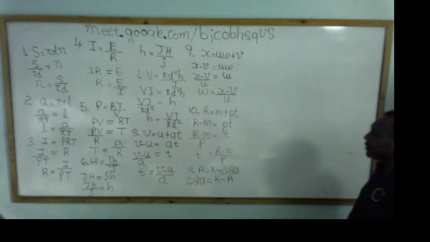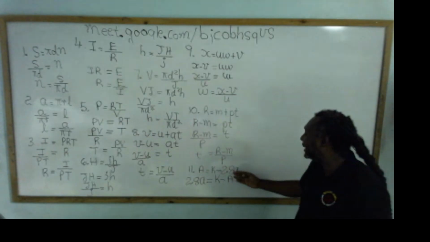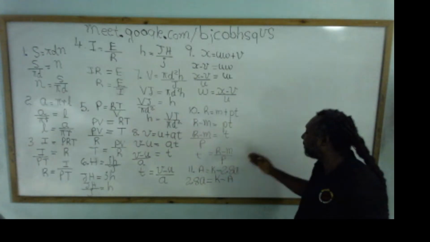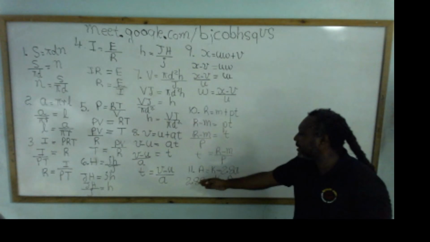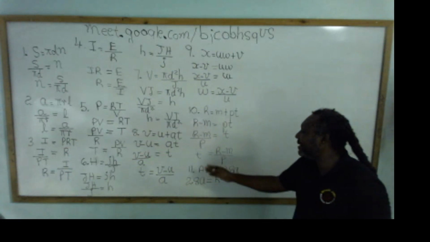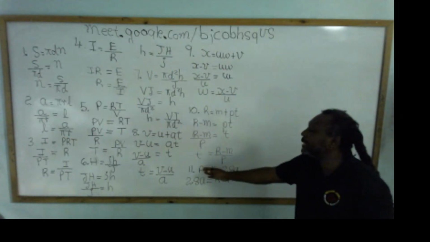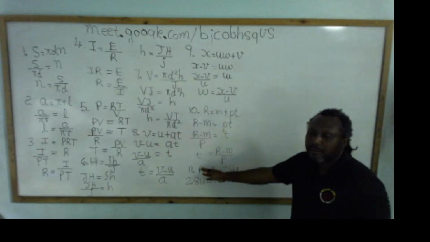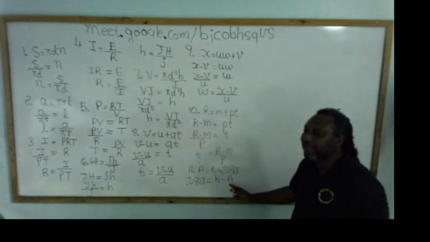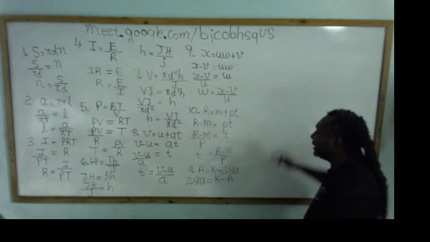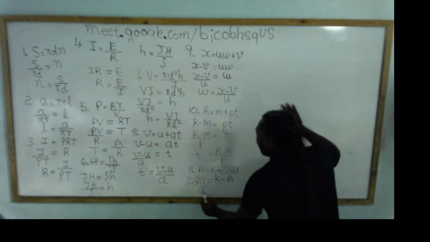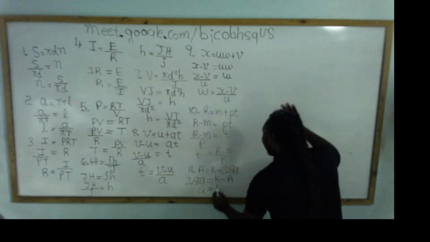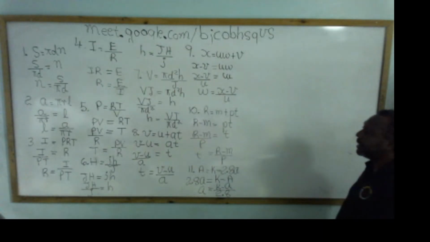So we eliminate the negative 2.8a from the right-hand side. We have a positive 2.8a on the left-hand side. We eliminate this positive a from the left-hand side. We have a negative a on the right-hand side. Now all that we need to do is divide both sides by 2.8. So we have k minus a over 2.8. And that's all there is to it for number 11.